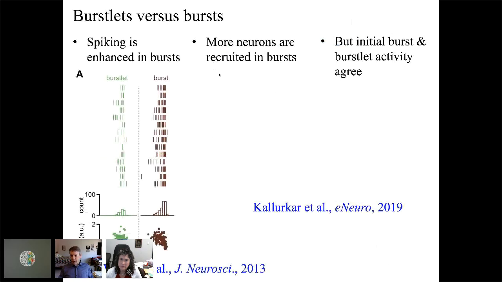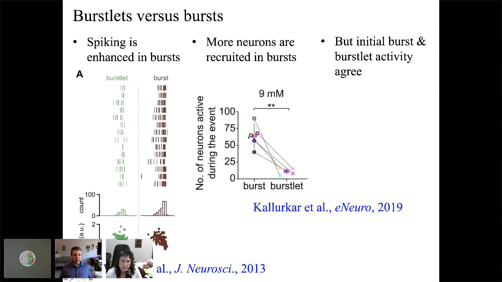Okay, so if we look further into the data about these two structures, we see that there's a collection of neurons that are active during both burstlets and bursts, but they show enhanced spiking during bursts. So here are some histograms of the spike counts. There are also some neurons that are only active during the bursts. Okay, so the burstlet neurons are on the left, but there's this additional population that are not active during burstlets that do get recruited during bursts.